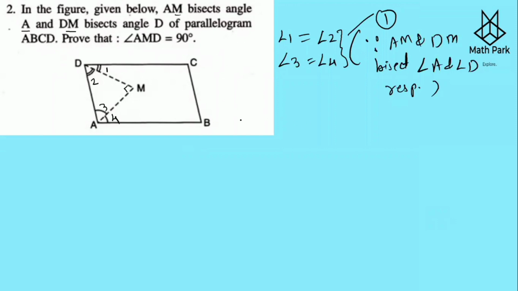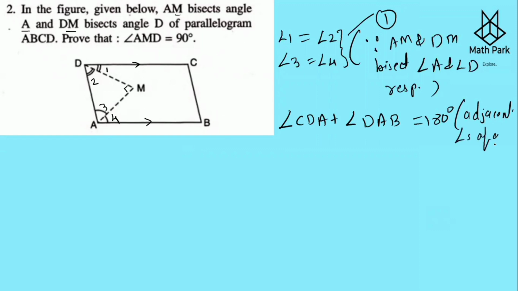Now we know that adjacent angles of a parallelogram are supplementary. So that means angle CDA plus angle DAB is equal to 180 degrees, because adjacent angles follow the properties of parallel lines. These are the parallel lines, so this becomes a transversal. So always adjacent angles of a parallelogram are supplementary.